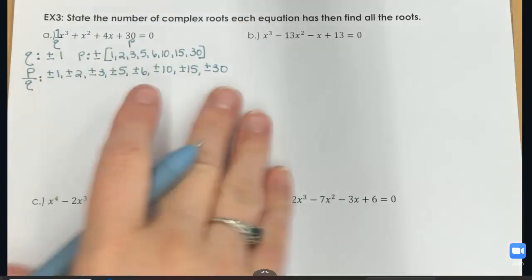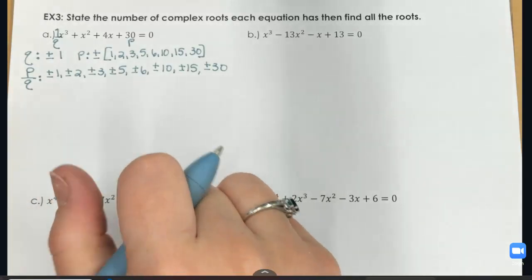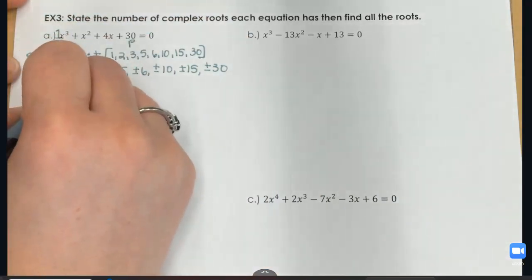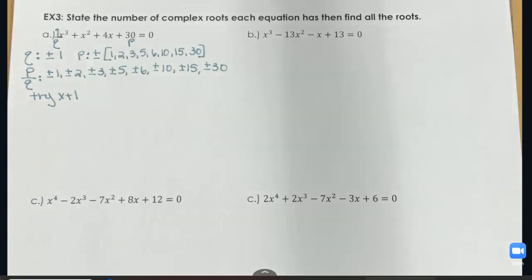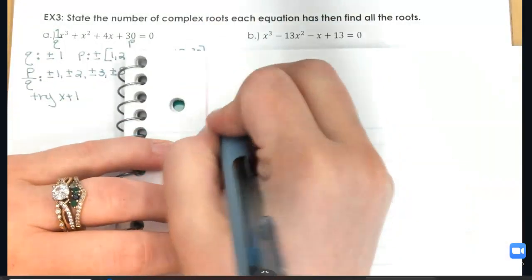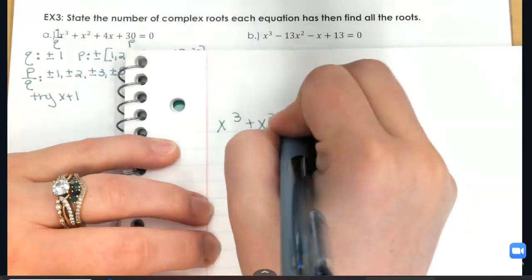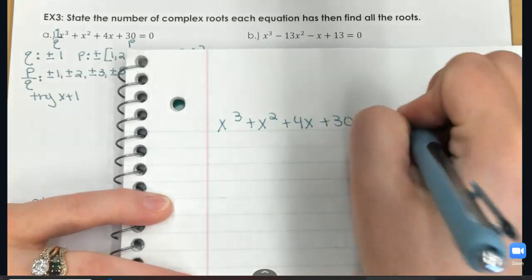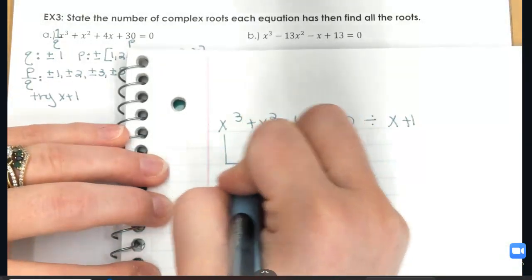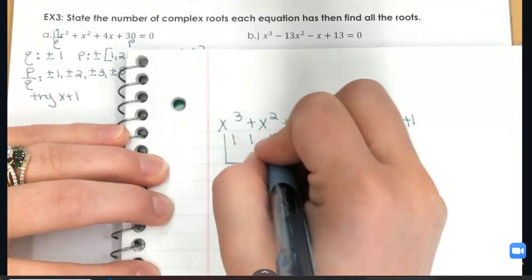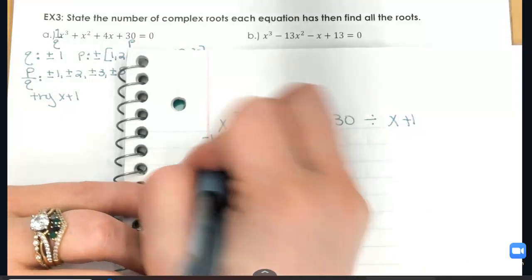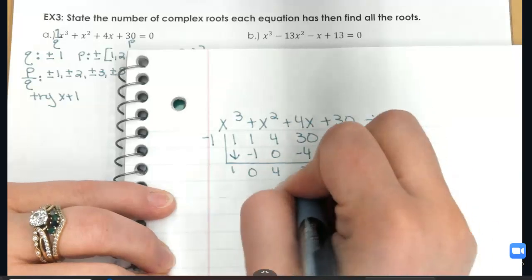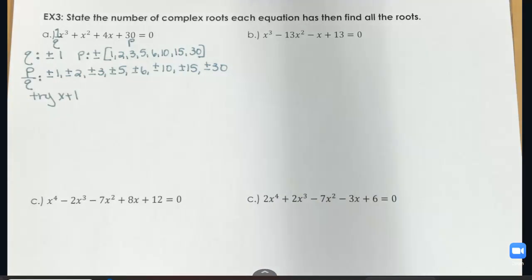So let's just go in the same order we have been going and see about x plus 1. Let's try x plus 1. I'm going to go back to my scratch paper here. And again, we're dividing x cubed plus x squared plus 4x plus 30. And the first thing we are going to try is x plus 1. And I get a remainder that is not 0, so that one is not a factor.